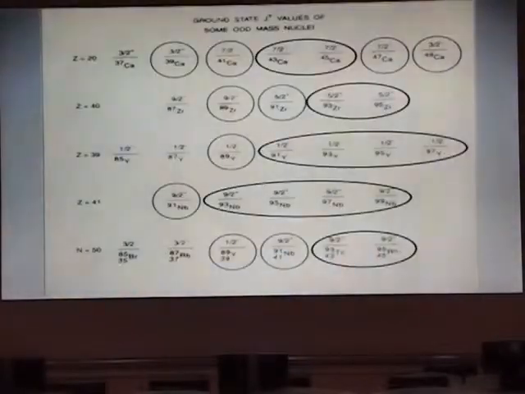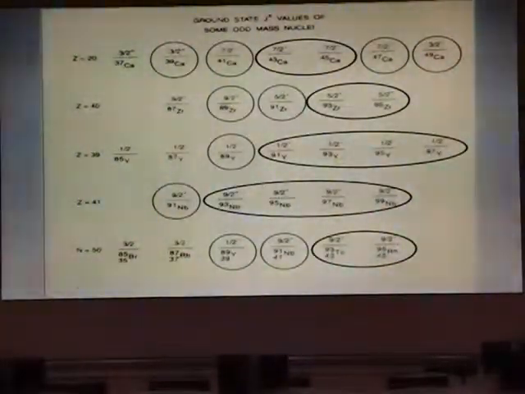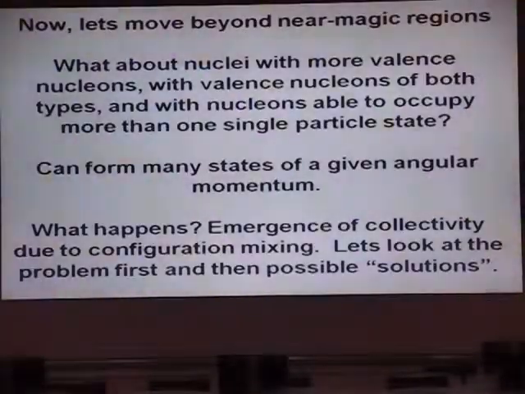You can now take this picture, which I showed you yesterday, and predict the ground state spins of all these nuclei as well. So we've expanded the extent of the independent particle model with residual interactions to take account of quite a few more nuclei. Okay. All right, up to here.